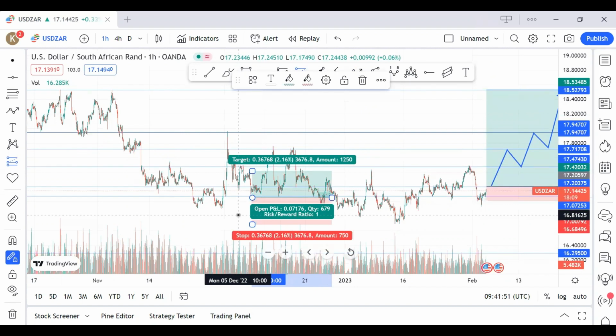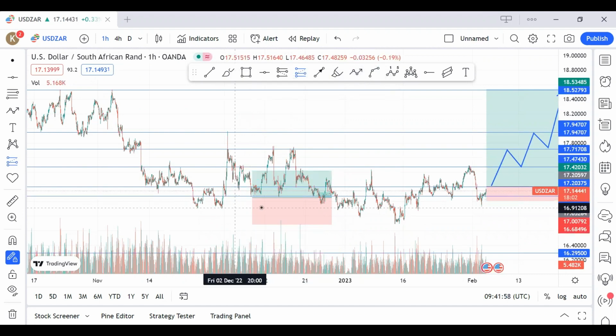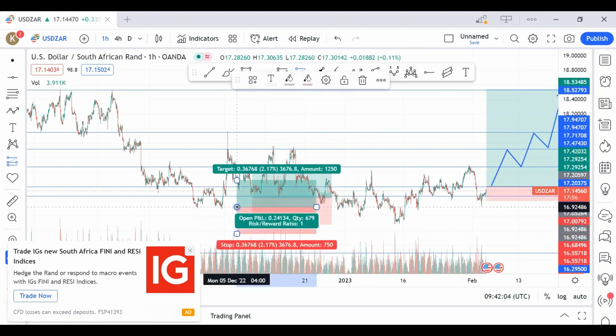And remember, this is just something that I'm trying to show you so you can grasp and have an understanding of what I'm talking about.